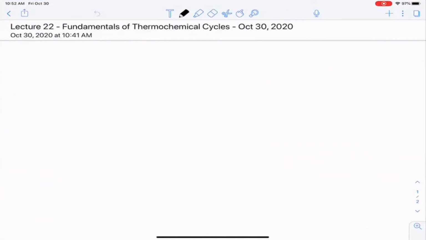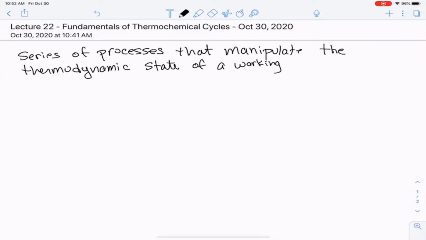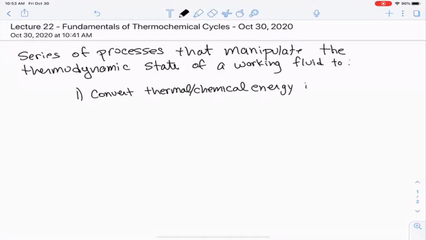My definition for this is that it is a series of processes that manipulate the thermodynamic state, things like temperature, pressure, etc., volume, of a working fluid to do one of two things. So the first one is to convert thermal or chemical energy into useful work.